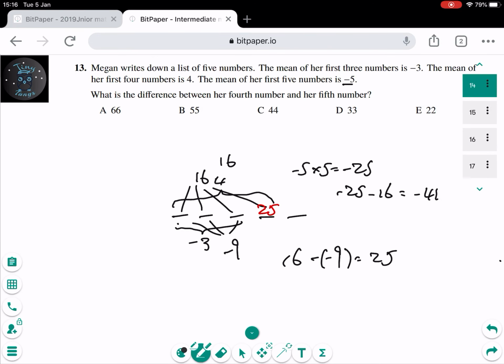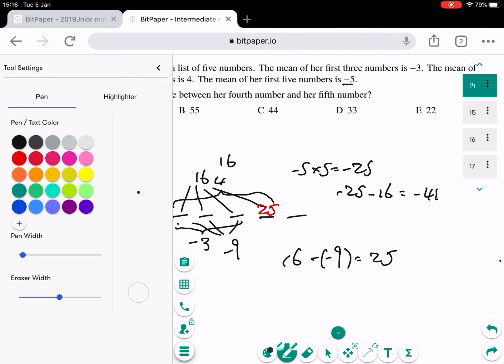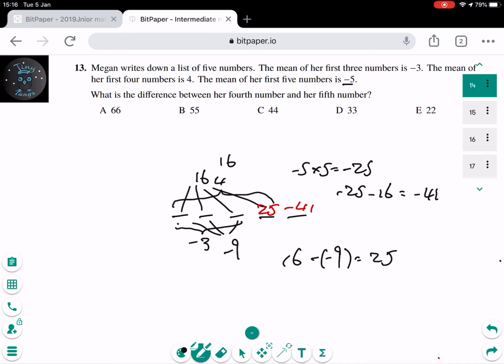So we have -41 here, negative. Why do these dots keep on appearing? So that would be negative 41. And so negative 41. So 25 minus negative 41 equals 25 plus 41, which equals 66. So the answer is A. So the answer for 13 is A. Question 13 is A.